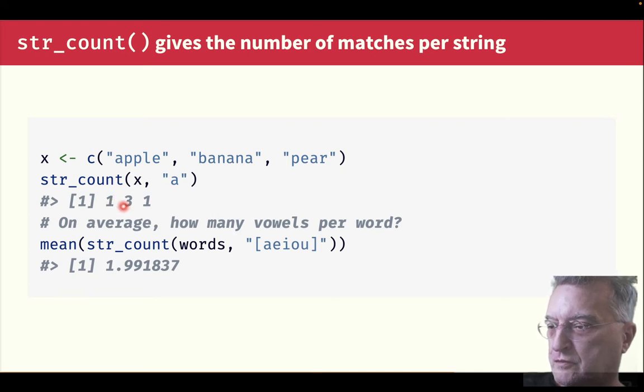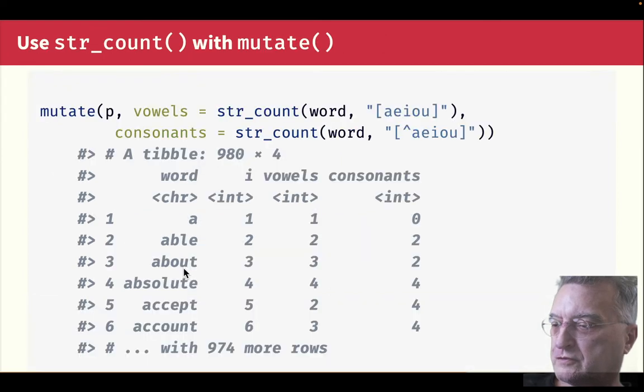So there's 1 A in apple, there are 3 A's in banana, 1 A in pear. On average, how many vowels are there per word? So the number of words and vowels, there are an average of almost 2 vowels per word in the common words collection.